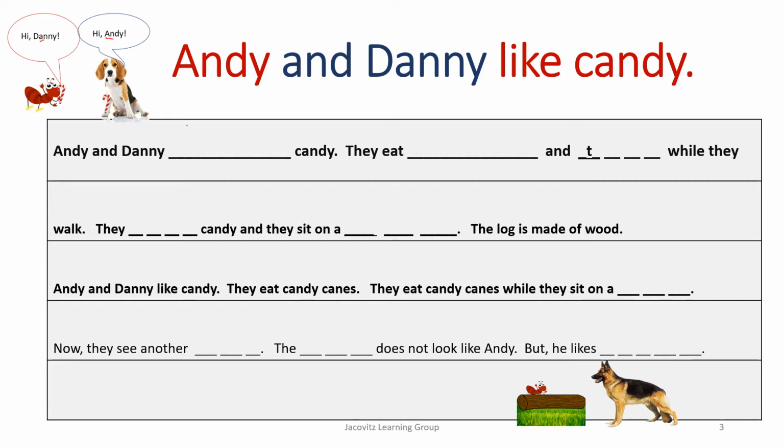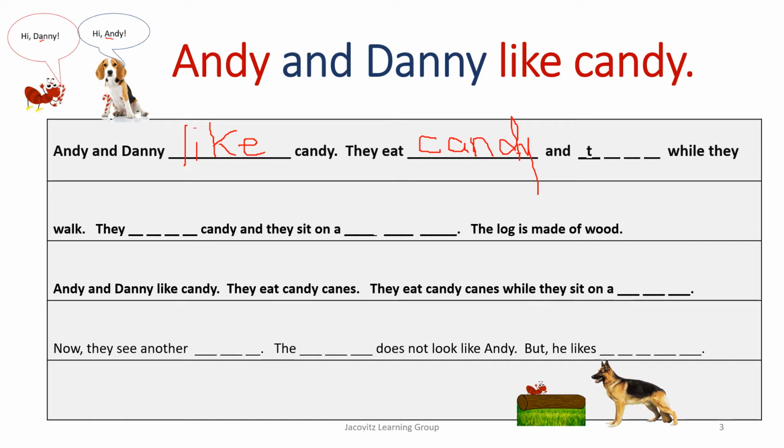Andy and Danny like candy. So that's L, long I, K, E. They eat. Take it here, from here. You know what they eat. They eat candy. C, short A, N, D, Y. And talk while they walk.